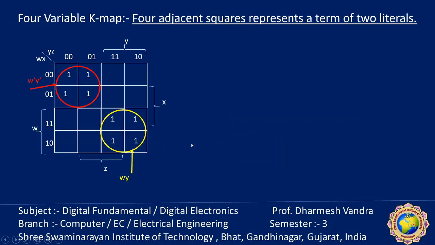Now let's see the other possibility, w y. These four cells make a group where w is 0 and y is 0, 0 0 0 0. The common part of the four cells is represented by w dash y dash. For the last four cells, the fourth quarter, w is 1 and y is 1, so w y. This will become w dash y and this will become w y dash.